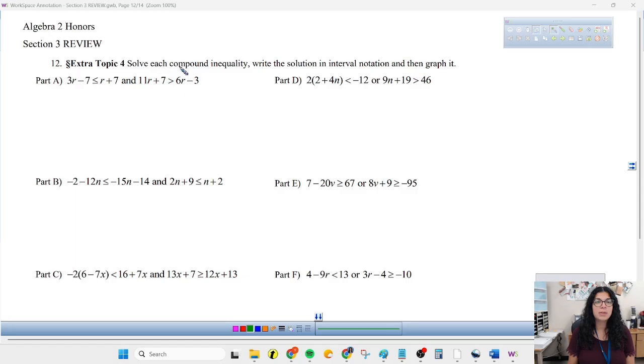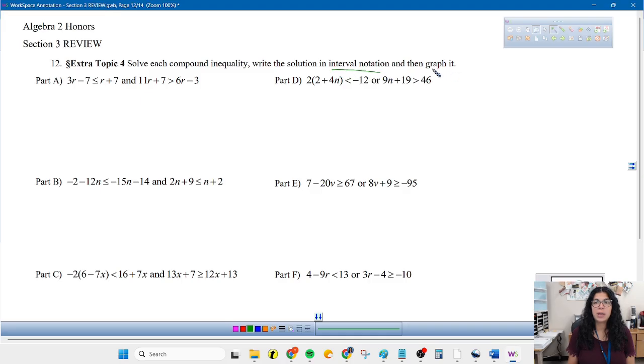Okay, next we're going to solve each of these compound inequalities. So we also have to write it in interval notation and also graph it. So the first one would start by subtracting r on both sides and adding 7.